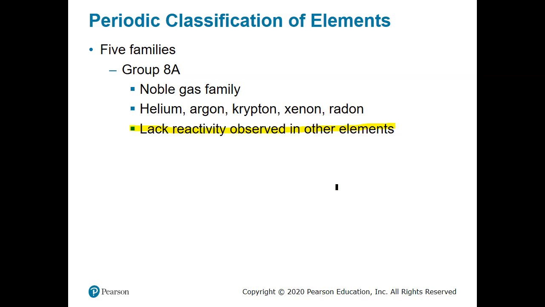There are a couple of them, krypton and xenon in particular, that we can get to react if we put them with something that is strongly reactive enough. Usually it's fluorine. But even then, the substances that they create are incredibly unstable. They react with even a single drop of water.